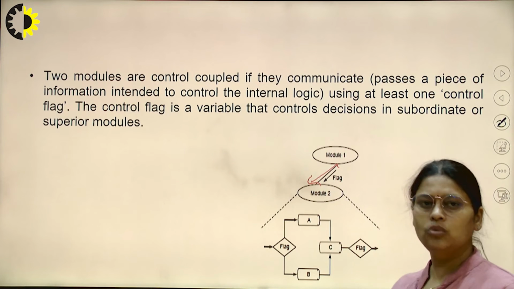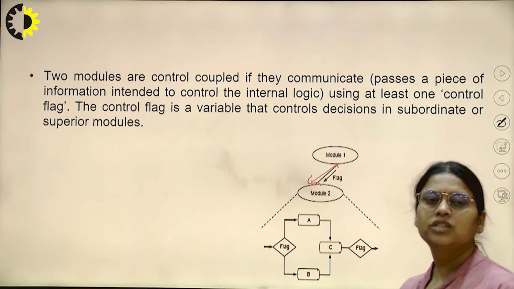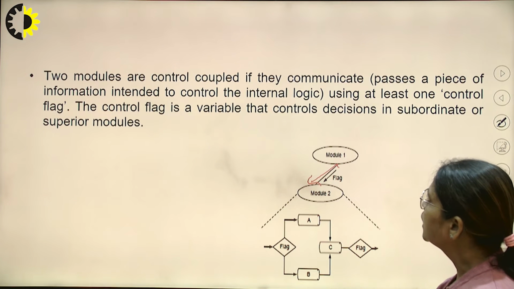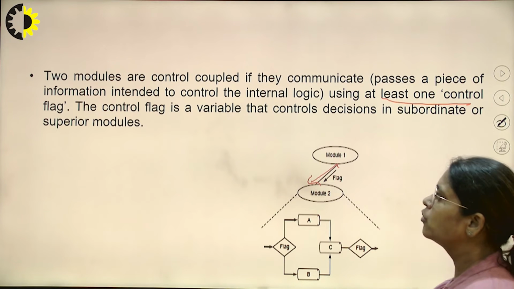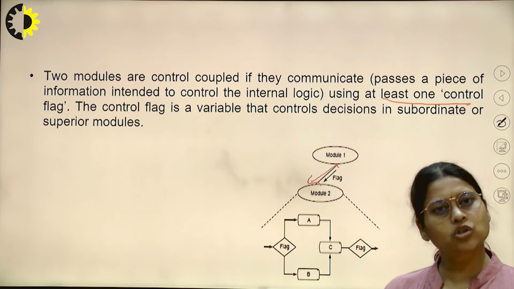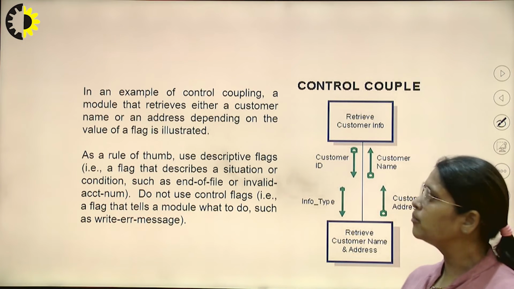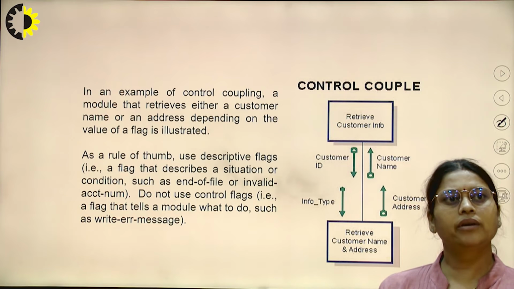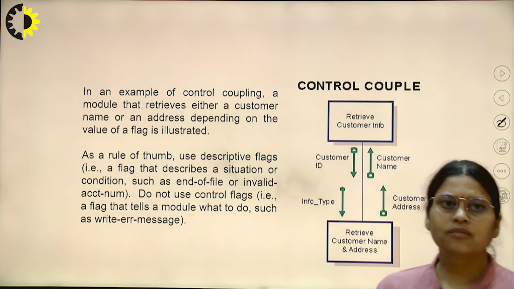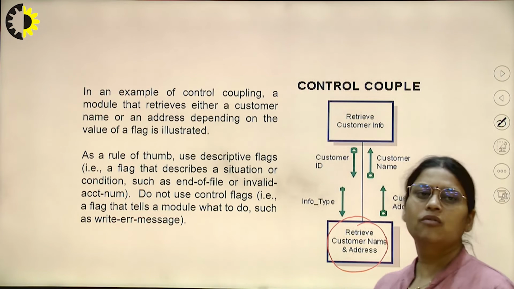So module 2 executes only once the flag value is 1, which is passed by module 1. Two modules are control coupled if they use at least one control flag. The control flag is a variable that controls decisions in subordinate or superordinate modules. This is control coupling. In this example, a module retrieves either a customer name or a customer address depending on the value of the flag. So we retrieve this information depending on the value of the flag.